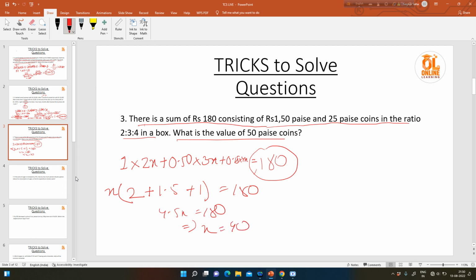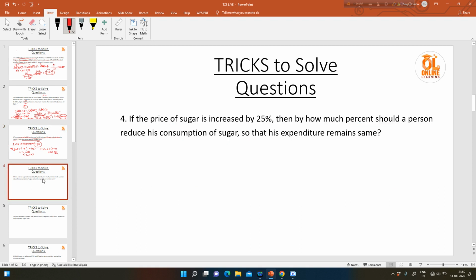Then what is the value of 50 paise coins? The value of 50 paise coins would be 1.5 into x, right? So 1.5 into 40, that would be 60. That would be the answer. Hope you have understood. Now let us move to the next question.